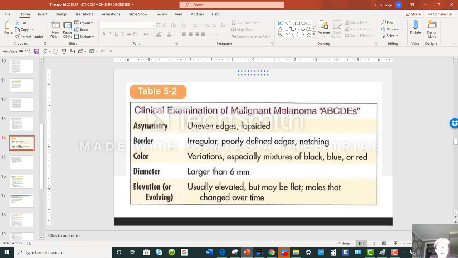Prognosis depends on early diagnosis and extent of invasion. Table 5.2, clinical examination of malignant melanomas, ABCDEs. Asymmetry: uneven edges, lopsided. Border: irregular, poorly defined edges, notching. Color: variations, especially mixtures of black, blue, and red. Diameter: larger than 6 millimeters. Elevation or evolving: usually elevated but maybe flat. Moles that have changed over time.